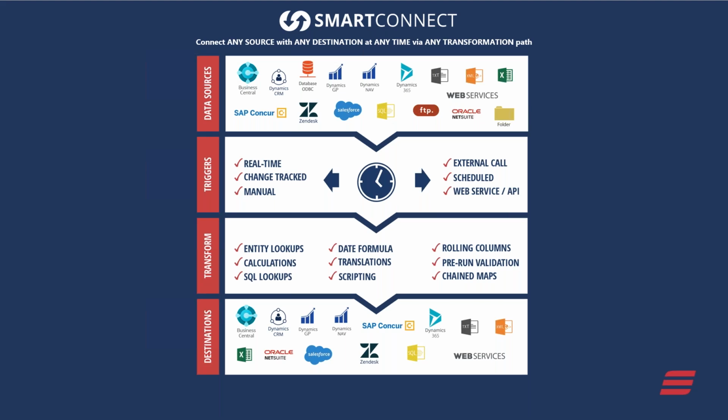So with Transform, we've got the ability to create calculations or do entity lookups. So when you're interfacing with CRM and you need to know what the GUID is for the account you're dealing with, we can give you that lookup. Okay, we've got rolling columns and date calculations, lots of stuff that you can do with your data while you're moving it from one spot to another.